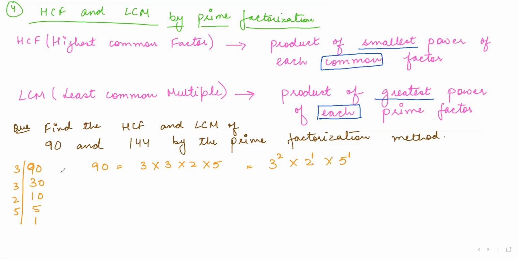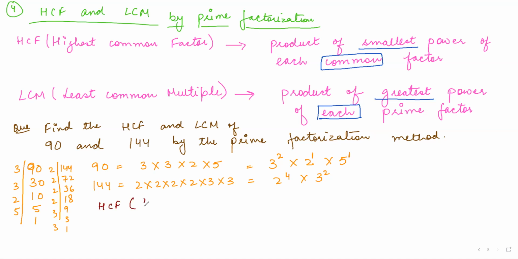Now 144. So 144, 2 into 72, then 2 into 36, then 2 into 18, 2 into 9, 3 into 3, 3 into 1. So 144 is 2 into 2 into 2 into 2 into 3 into 3, which I can write as 2 to the power 4 into 3 to the power 2. Is this clear, all of you? Yes, ma'am.